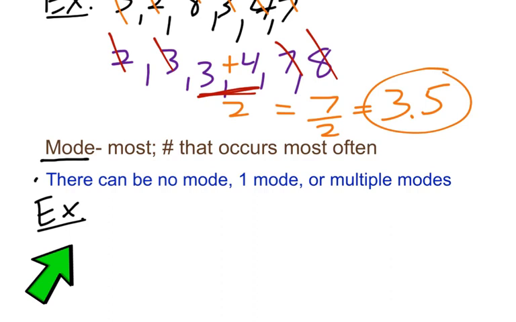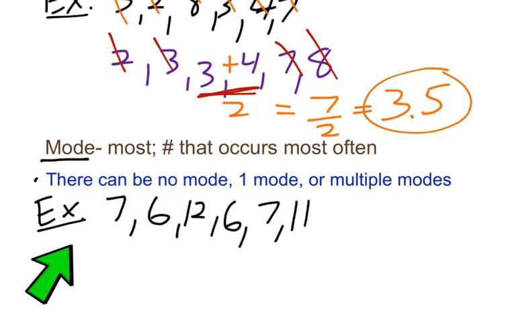And a lot of times when I give a test, there'll be a mode on the test. If it's an easy quiz, there might be a lot of 100s on a quiz, if it's an easy one. Okay, so for our mode, let's do 7, 6, 12, 6, 7, and 11.